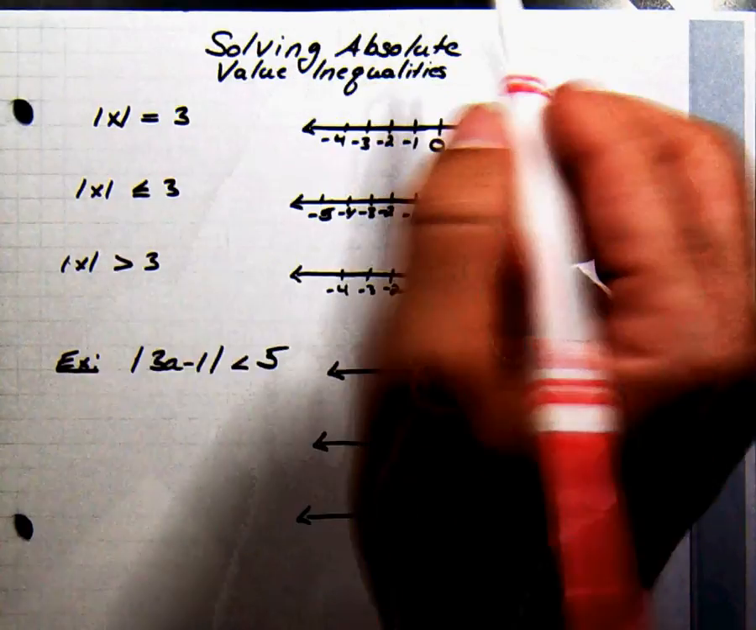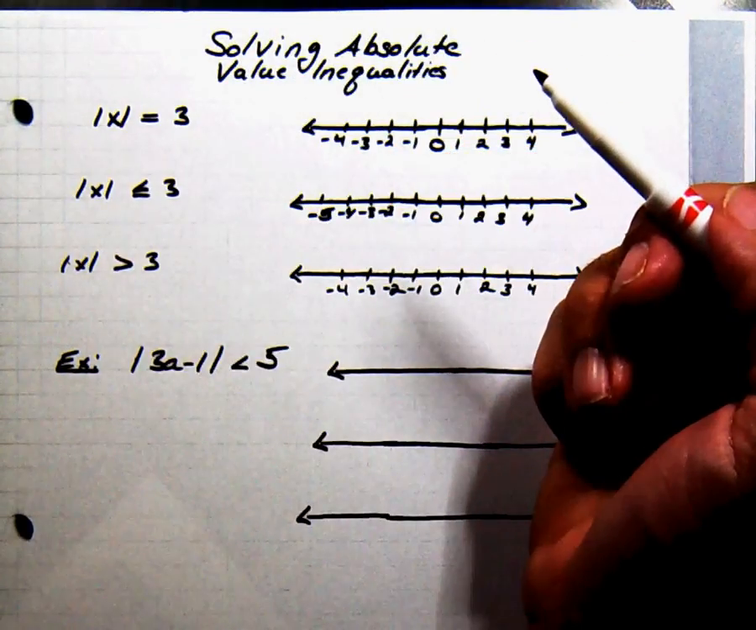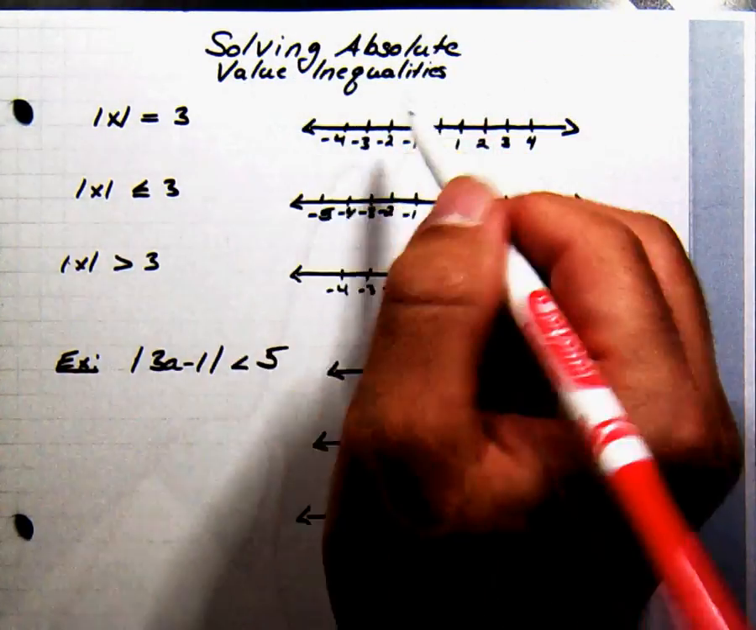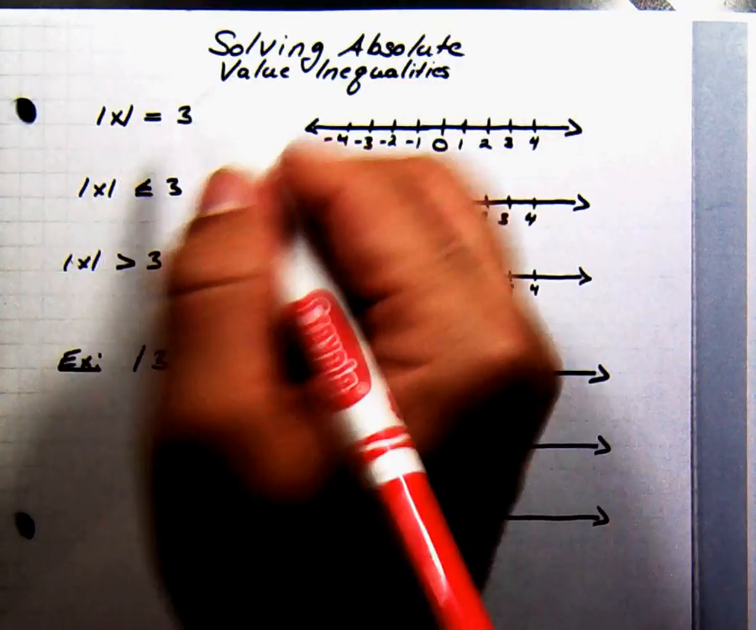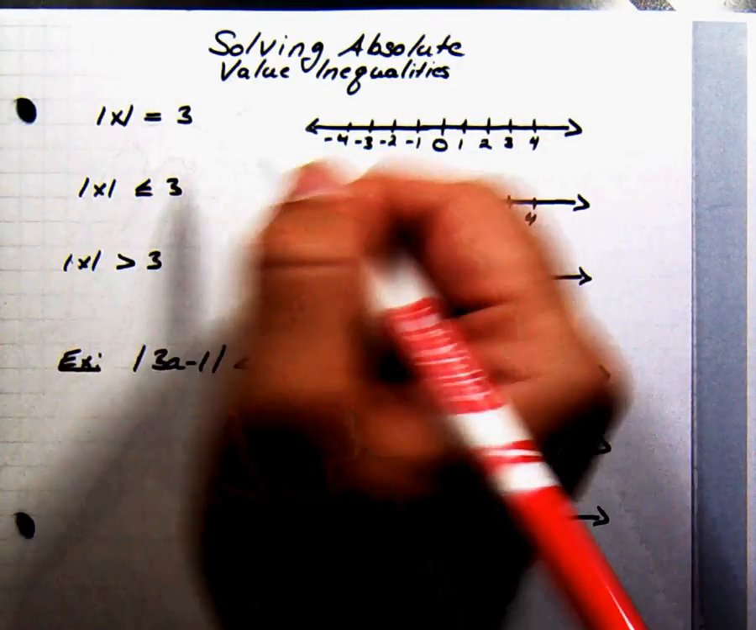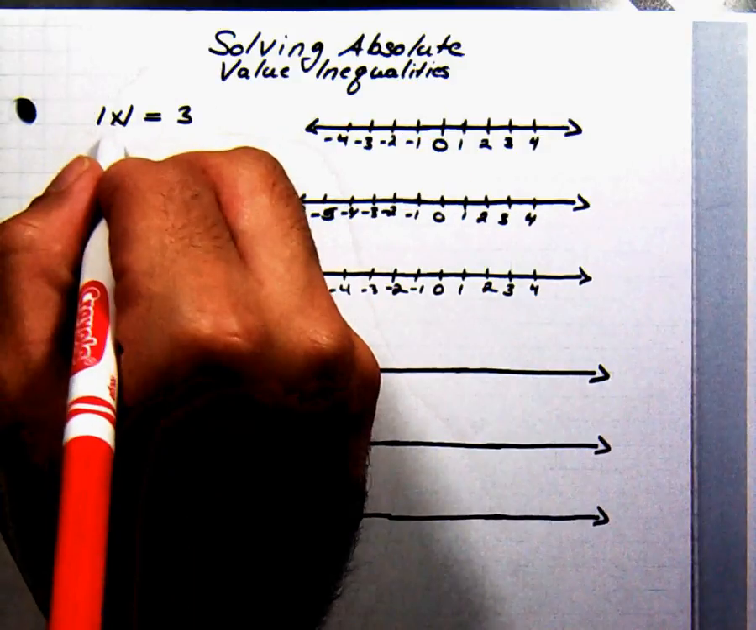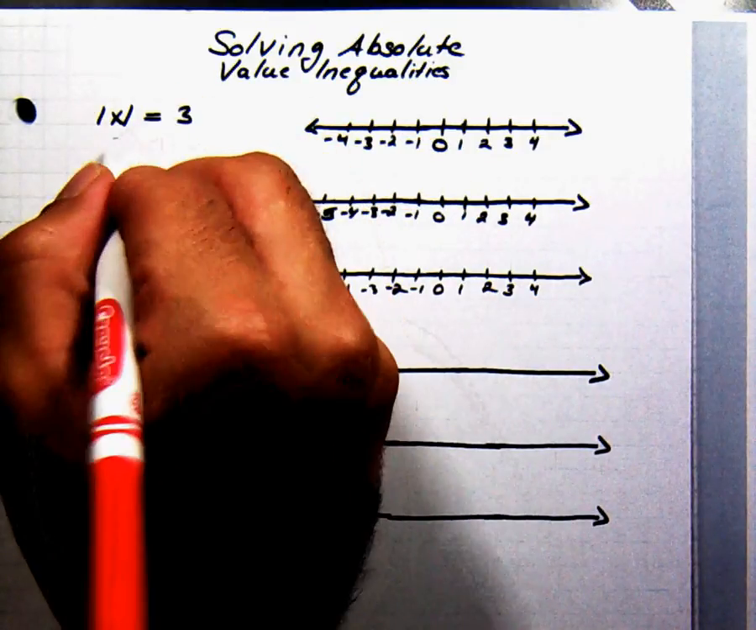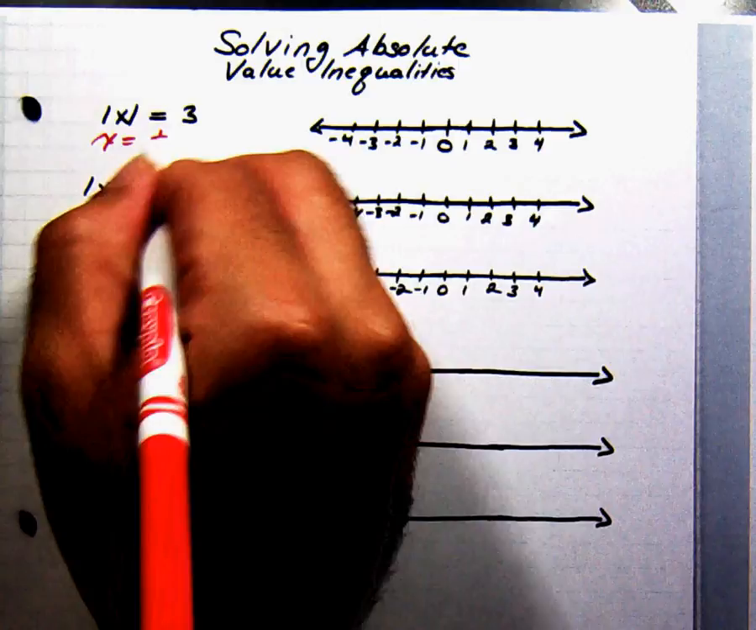In this video, we're going to talk about solving absolute value inequalities. Before we move to absolute value inequalities, though, let's go ahead and refresh ourselves with absolute value equations. This equation says that a number's distance from 0 is 3, and two numbers fit that bill, positive and negative 3.